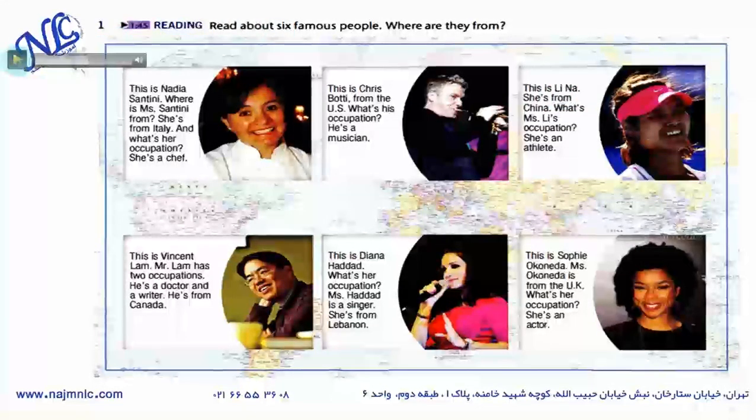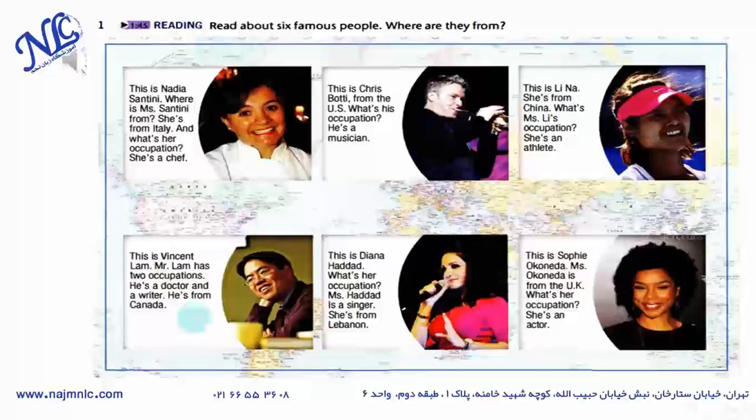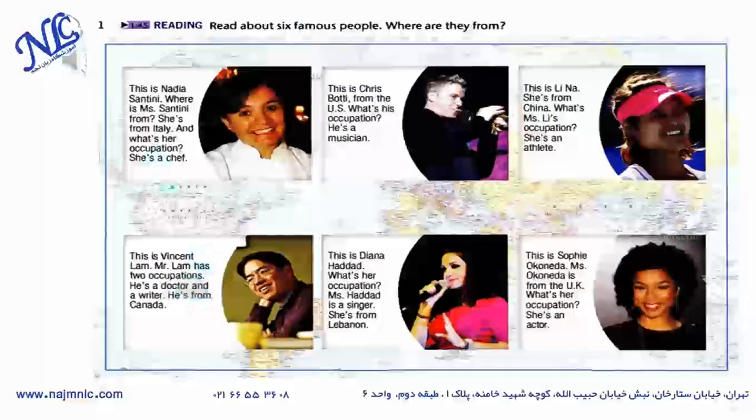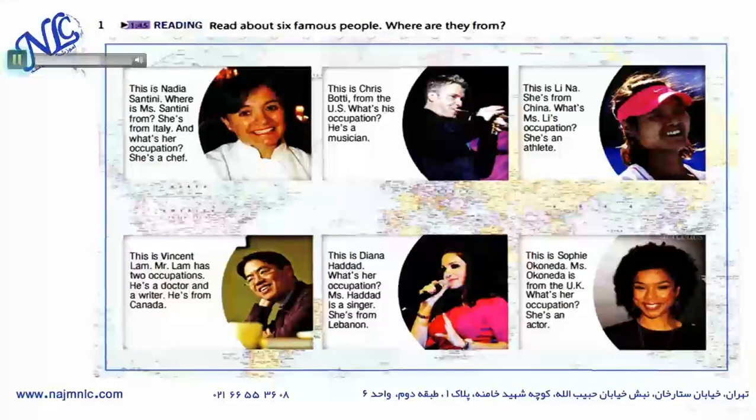Listen, please. This is Vincent Lamb. Mr. Lamb has 2 occupations. He's a doctor and a writer. He's from Canada. Okay? Again, we capitalize the first letter of names. Here we have the first name, Vincent, V must be in capital, and Lamb, the last name, L must be in capital. Mr. is a title. L must be in capital because it's a name. Has 2 occupations, okay?